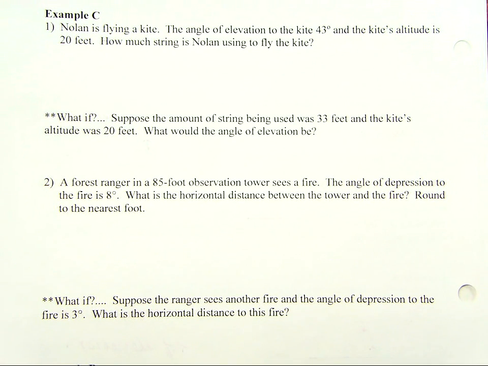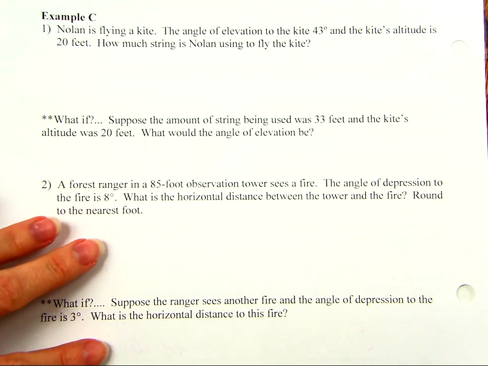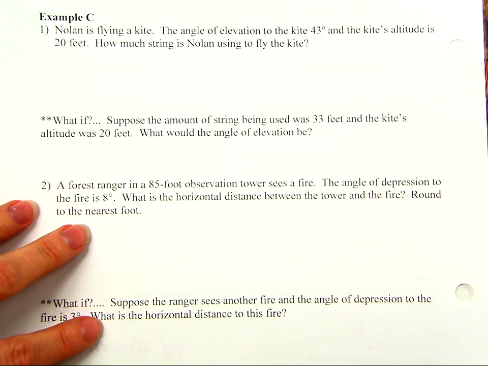Okay, let's take a look at another one. In example C, it says that Nolan is flying a kite. The angle of elevation to the kite is 43 degrees, and the kite's altitude is 20 feet. How much string is Nolan using to fly the kite?